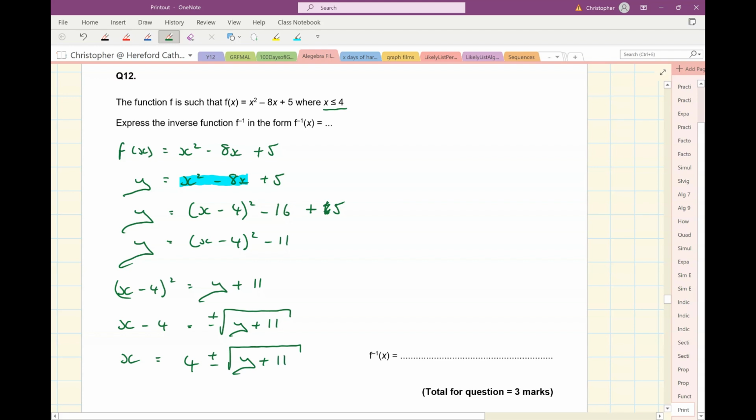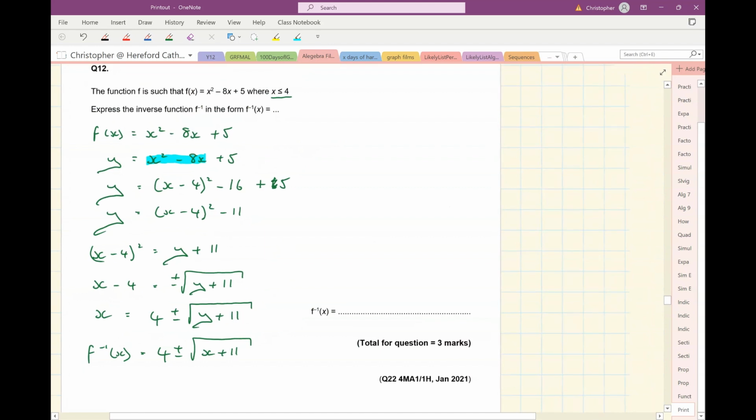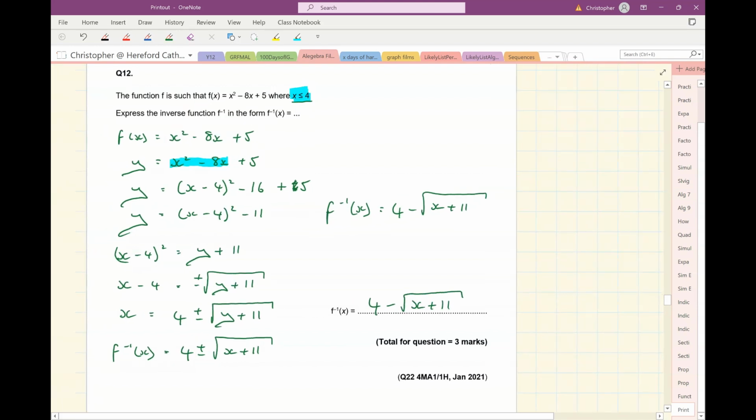So it looks to me as if the inverse function is 4 ± the square root of (x + 11). But look out, because I'm told here that x must be less than or equal to 4. So it can't be 4 plus anything, can it? It must be 4 minus that square root. And so that is my answer there. And that's question 12 sorted.